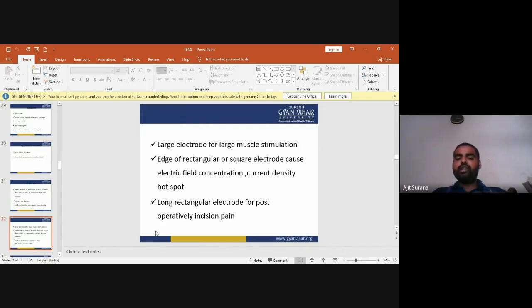Long rectangular electrodes are mainly used for post-operative incision pain. So large electrodes are mainly used for large muscle stimulation, and edges of rectangular or square electrodes cause electric field concentration and current density hot spots.